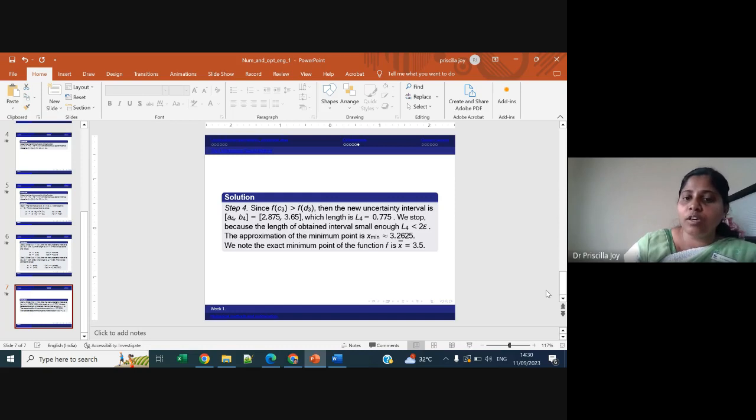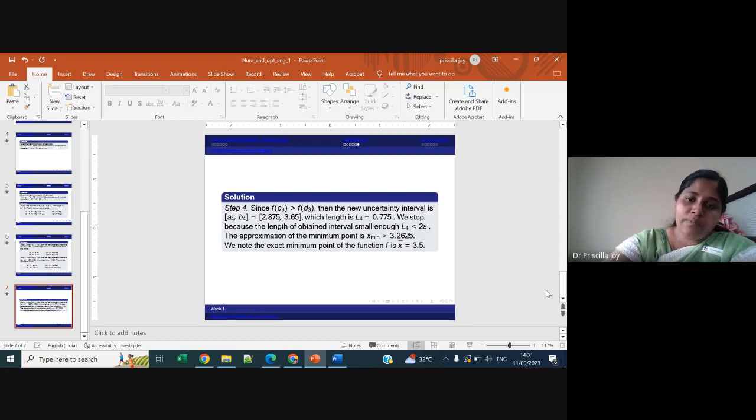Here the value which we got is 0.775. We need to check again whether that value is less than what is given in epsilon. So 2 into epsilon, 2 into 0.4, which will give you 0.8. Now we can see this 0.775 is less than the 2 into epsilon value. Okay, so 0.8 is the 2 into epsilon value which we will be getting. So 0.775 is less than 0.8.